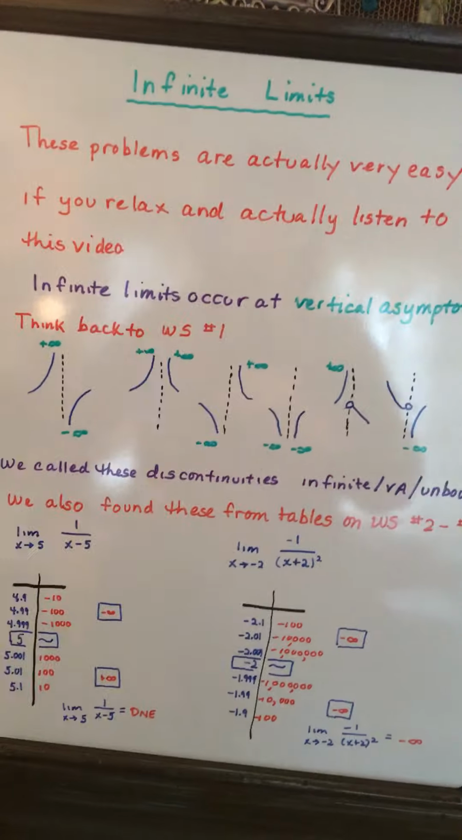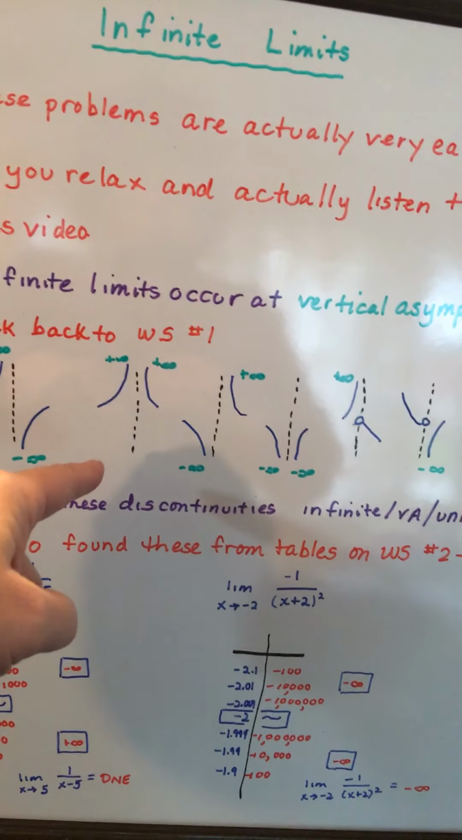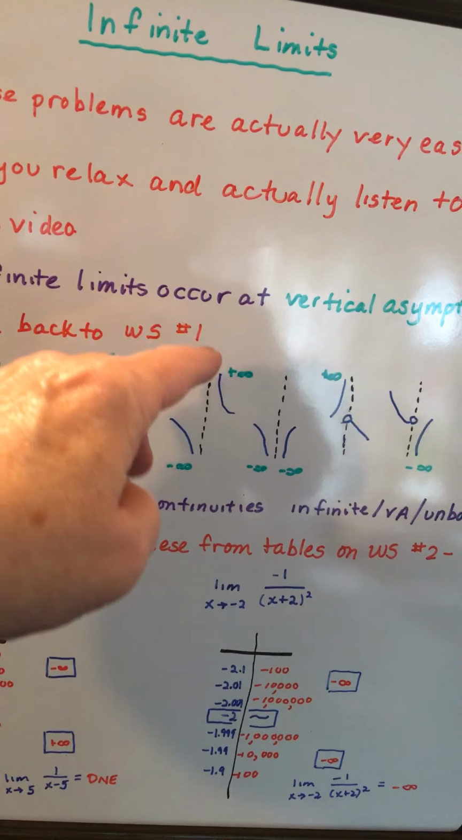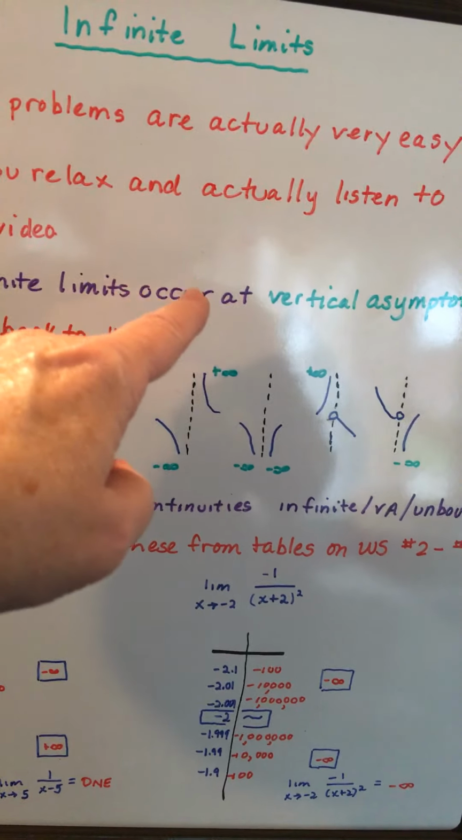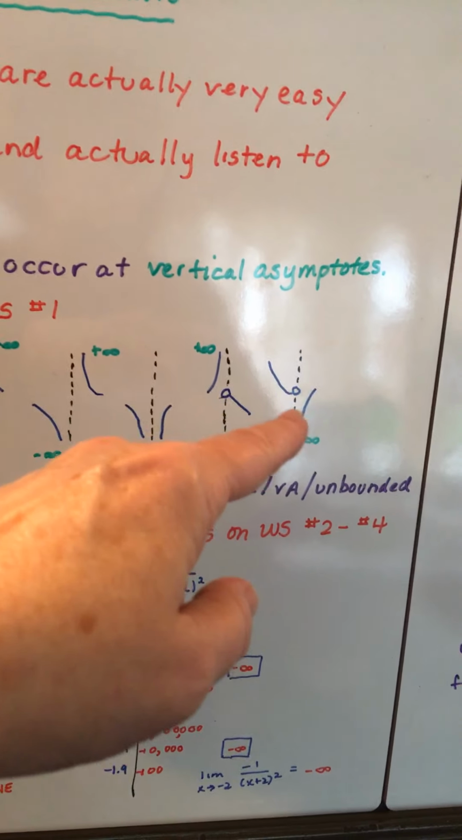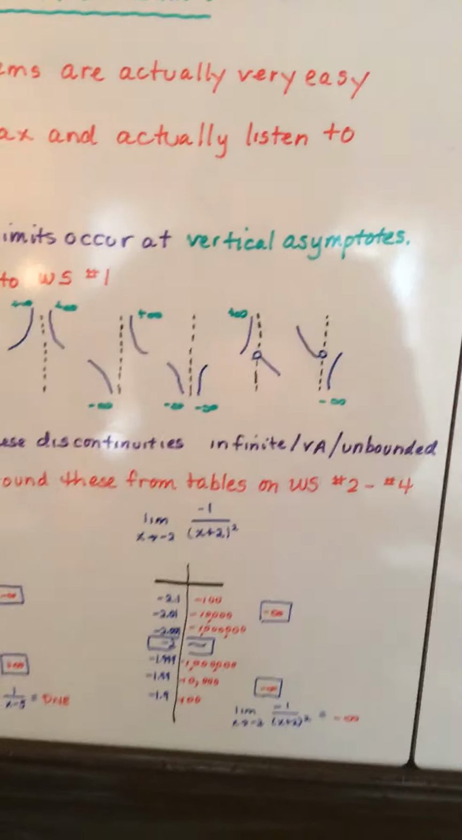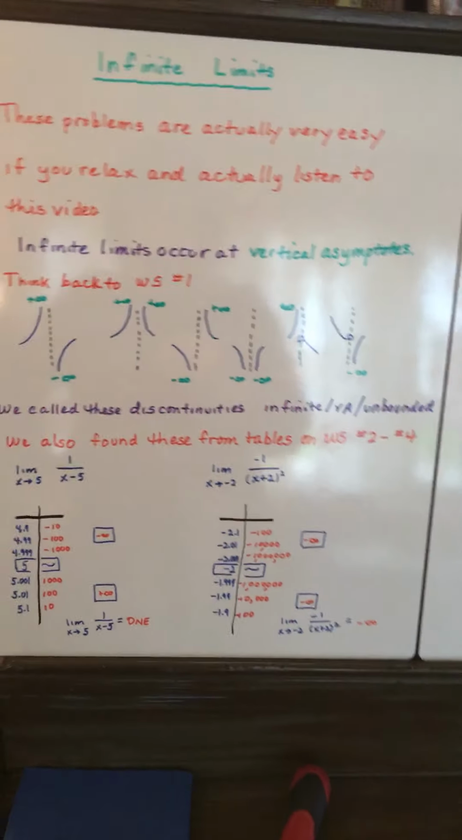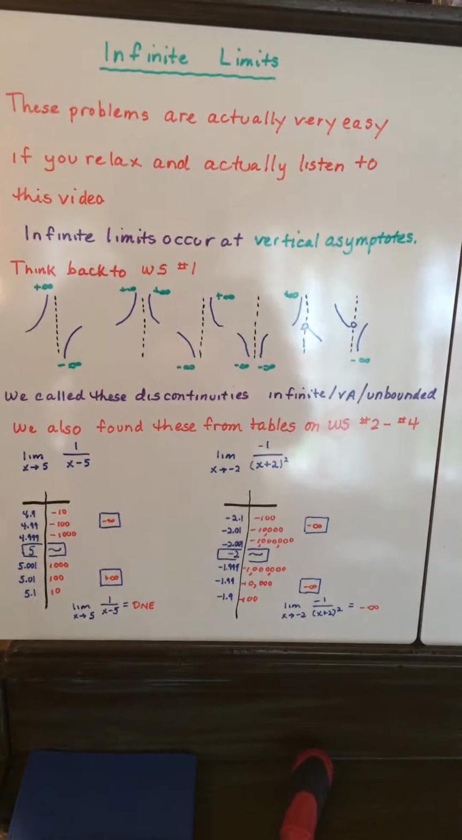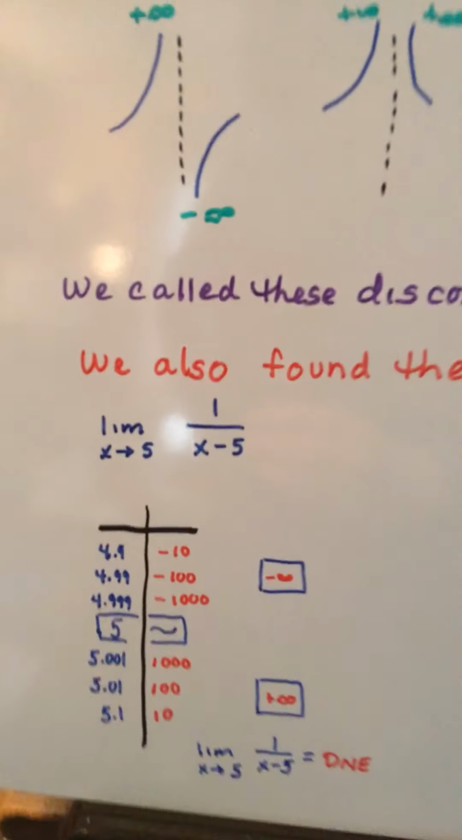Think back to Limits Worksheet 1, where you could get a positive infinity, negative infinity, or both positive infinity or negative first and positive second, or both negative, or a positive mixed with a jump, or a jump mixed with a negative, or something like that. Those are all called infinite, vertical, or unbounded. We also found these on worksheets 2 through 4 when we did tables.